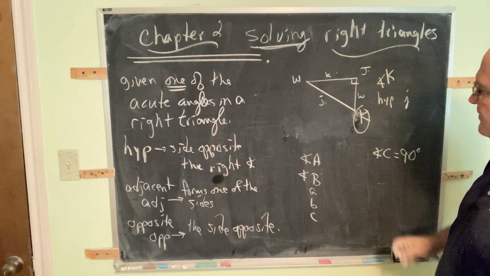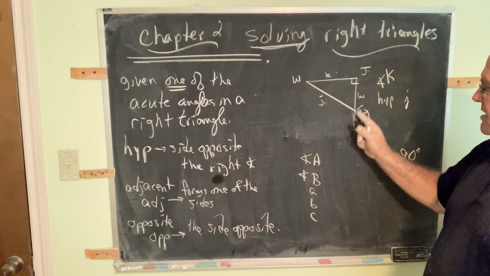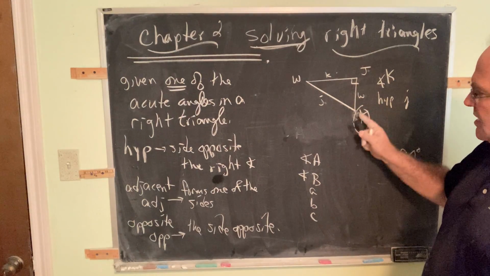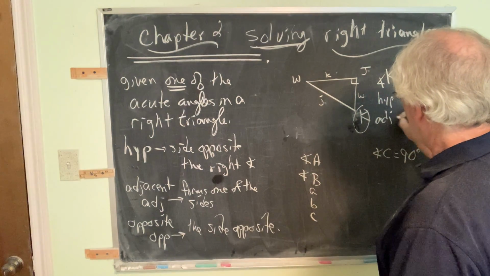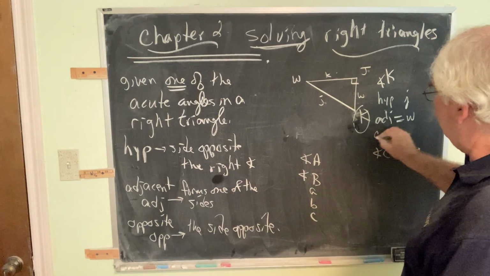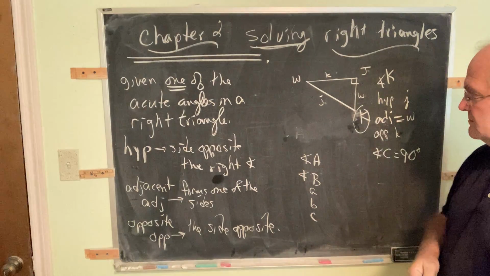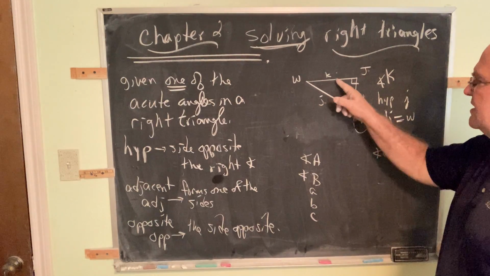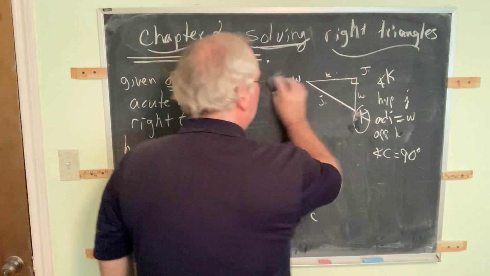All right? From the perspective of K, which side is adjacent? Do you see it? Adjacent is right beside it. Adjacent helps to form the angle. Adjacent is W. And then opposite is lowercase k. So you're thinking, oh, it's always the same letter. Not always. That might not be the case in your particular problem.